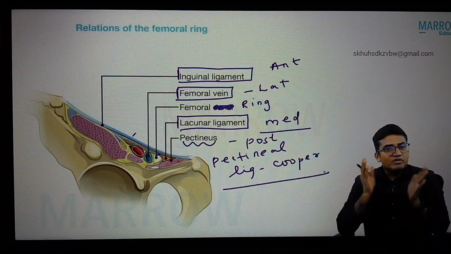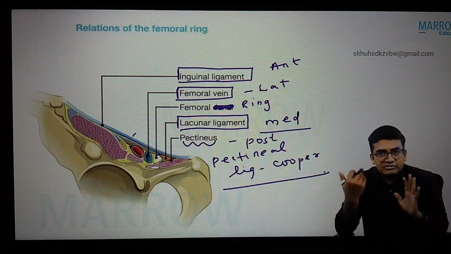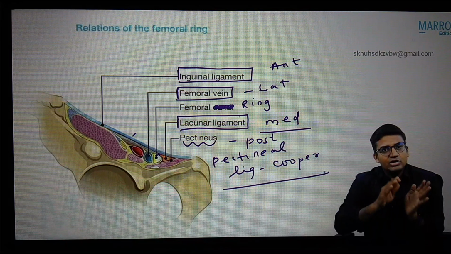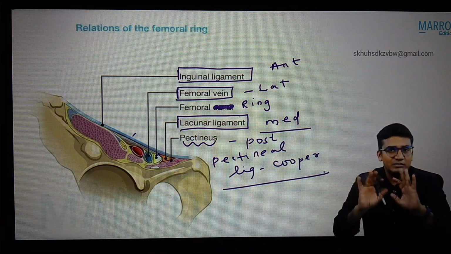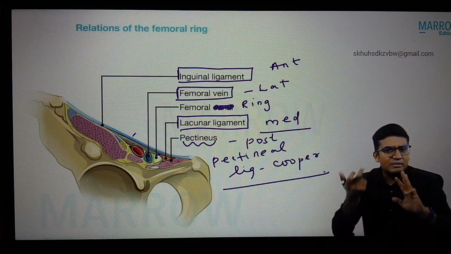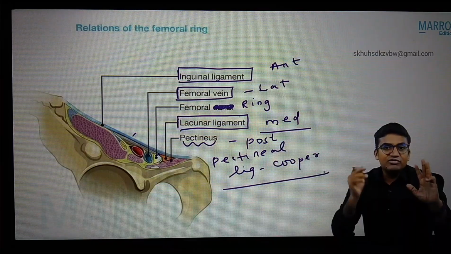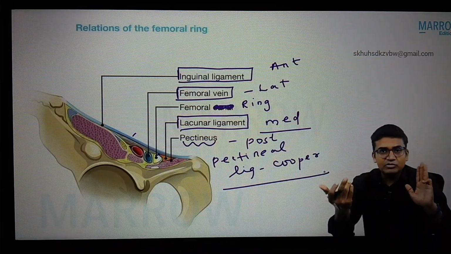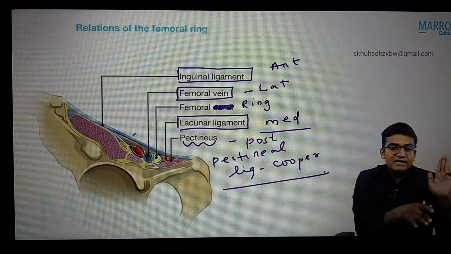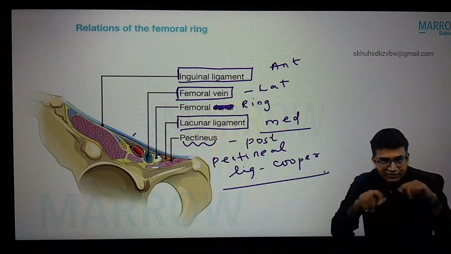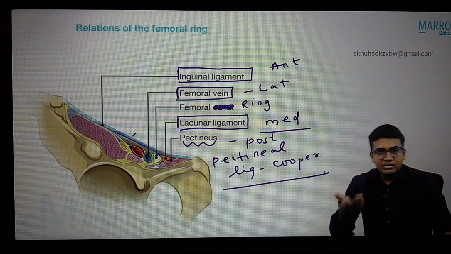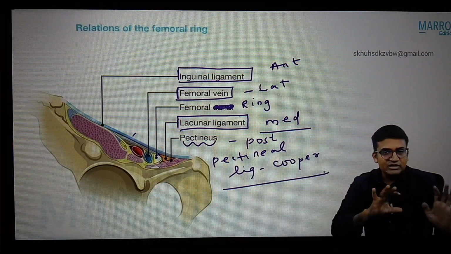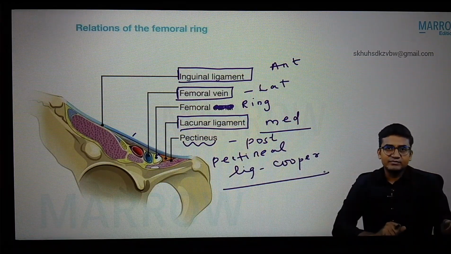So, I repeat. The femoral ring is a defect in the upper part of the femoral canal. Now, through the femoral ring, the femoral hernia will occur. Now, medial to the femoral ring, lacunar ligament. Lacunar ligament, I told you in the abdomen pelvis itself, is a modification or extension of the inguinal ligament. Lacunar ligament forms the medial boundary of the femoral ring. Laterally, femoral vein. In the front side, inguinal ligament. Back side, pectineus muscle and the pectineal ligament of Cooper. Now, this is the boundary for the femoral ring.